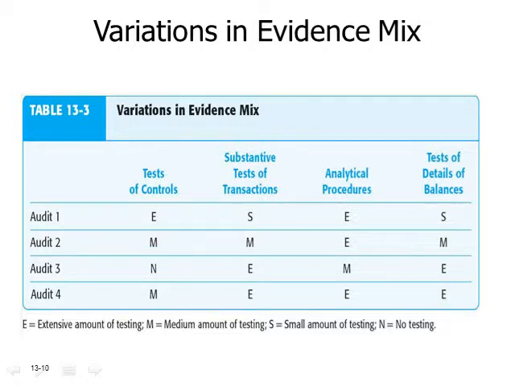And so this table just provides us with an example of the variations in evidence mix. Under Audit 1, what we have is a large company with sophisticated internal controls and low inherent risk. So if we have sophisticated internal controls and low inherent risk, we can see we perform an extensive amount of testing on the test of controls, a small amount of testing on transactions, an extensive amount of testing on analytical procedures, and a small amount of tests of details of balances.